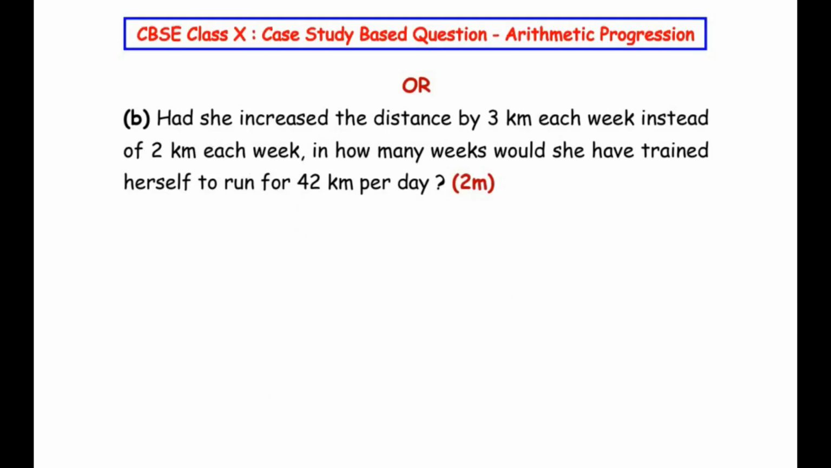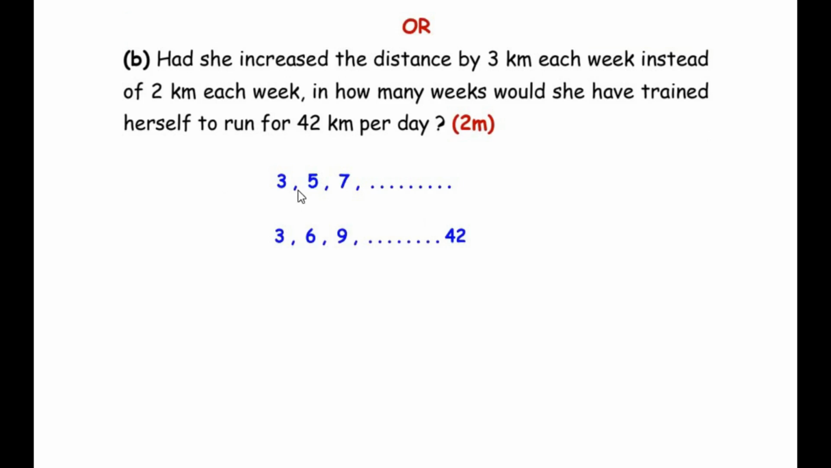Had she increased the distance by 3 kilometers each week instead of 2 kilometers each week, in how many weeks would she have trained herself to run for 42 kilometers per day? Now here our sequence is going to change a bit. So let us take the previous sequence over here. Now this was the previous sequence, that is 3, 5 and 7, where she started increasing 2 kilometers each week. Now here in this question we need to find out if she had increased by 3 kilometers each week instead of 2 kilometers, in how many weeks would she have trained herself to run for 42 kilometers per day.